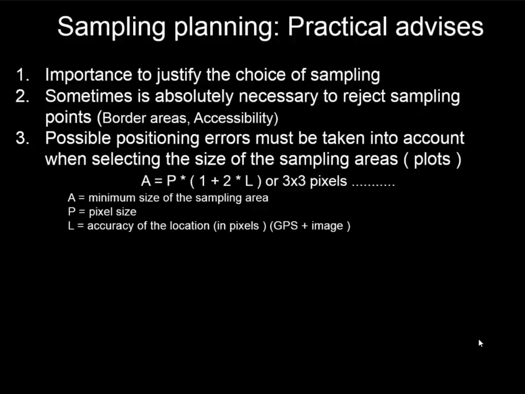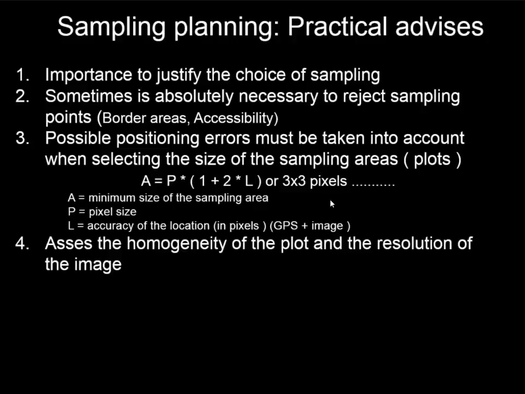As we have mentioned several times, possible position errors must be taken into account when selecting the site of the sampling areas. There is an equation to know the minimum size of the sampling area that you need to establish. That is a function of the pixel size and the accuracy of the location of the GPS.